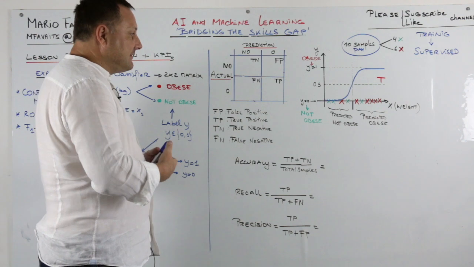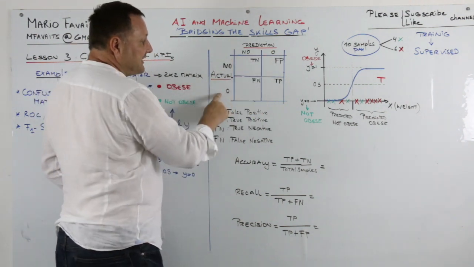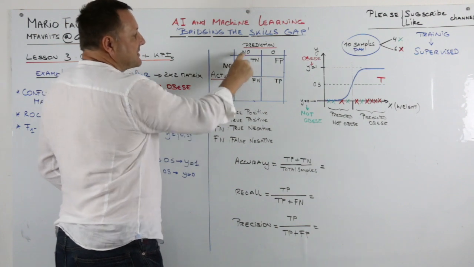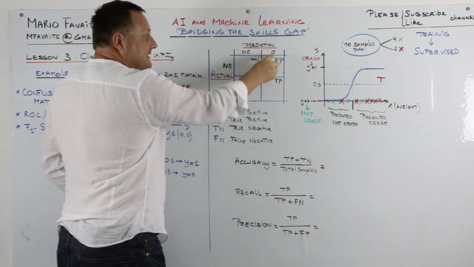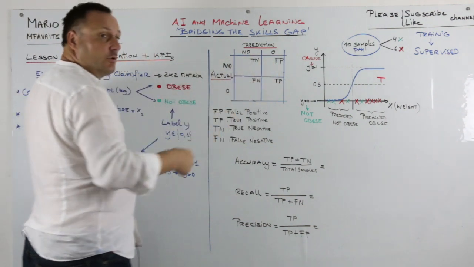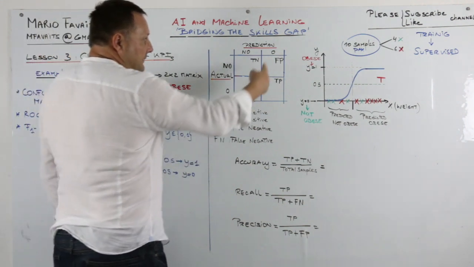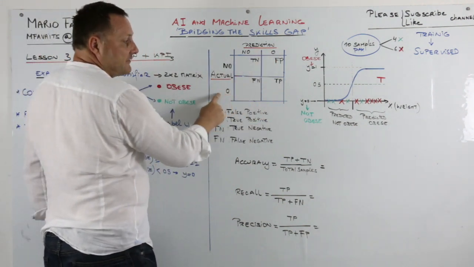True positive means I predict obese and the person is obese. For your information, NO means not obese and O means obese. And we do this in alphabetical order in the confusion matrix. So I predict obese and the person is obese.